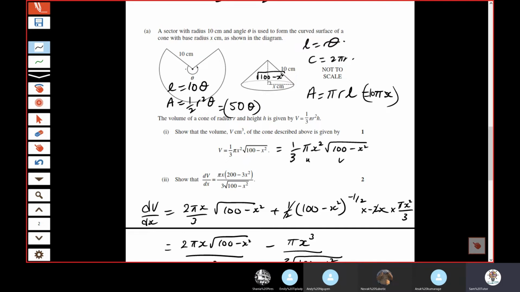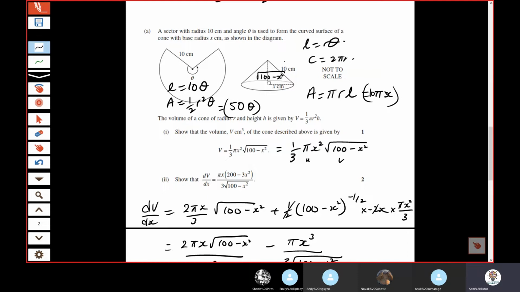I did L, I didn't need it. I just realized I can't do much with L, so I stopped and went with the next thing. What's the next thing you learned after arc length? You learned area. Area equals half r, r is 10 squared, theta. That's the area of this.